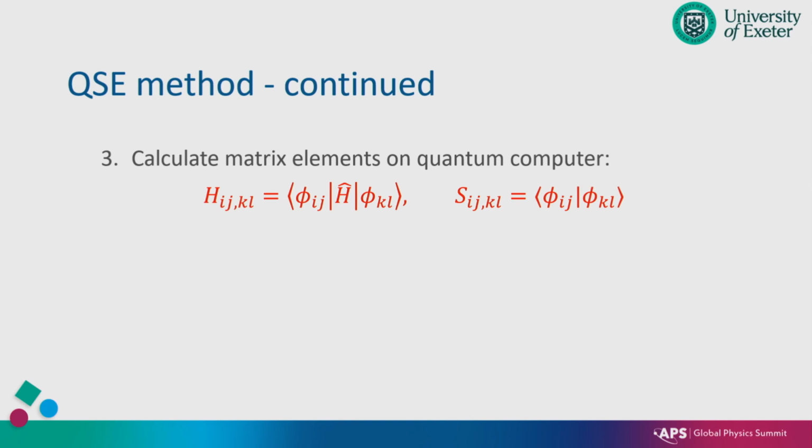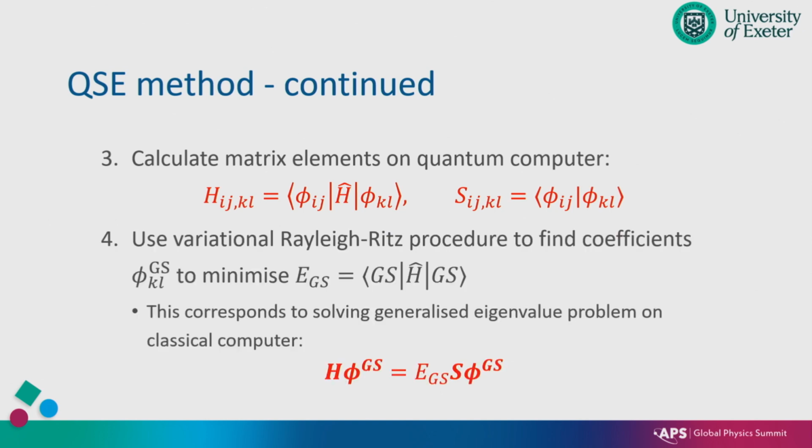And so then you need to calculate matrix elements. So essentially you need to calculate these overlaps. So you have the Hamiltonian matrix and your overlap matrix, which needs to be calculated with methods such as the Hadamard test or other ways to calculate these overlaps. And once you have these matrix elements, which are calculated on the quantum computer, now you can do the rest classically and solve this generalized eigenvalue problem. So you have your H and your S matrix, and you can solve this problem classically, and you'll find your coefficients as well as your ground state energy.